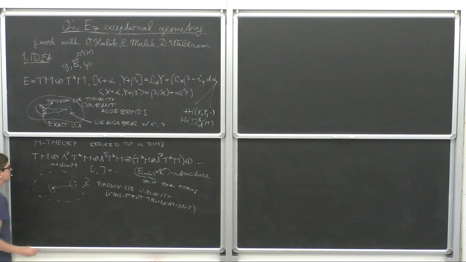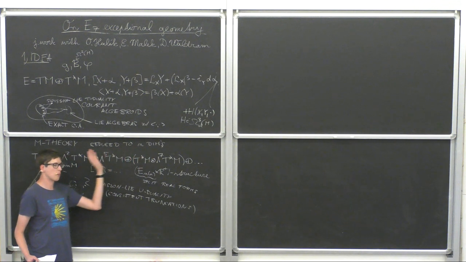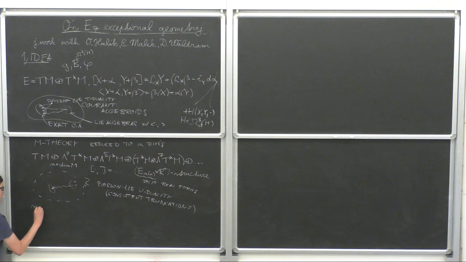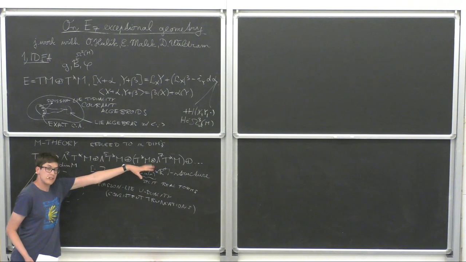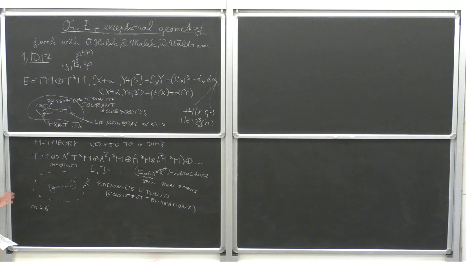So these are the reasons why we want to understand this kind of story. The progress in this direction is that if you look at this bundle and you realize that n is the dimension of M, then if n is low enough, most of the stuff at the end drops out. In particular, if n is smaller or equal than 6, then you only have these three terms, and there is no mixed tensor. So you might guess that it's simpler.